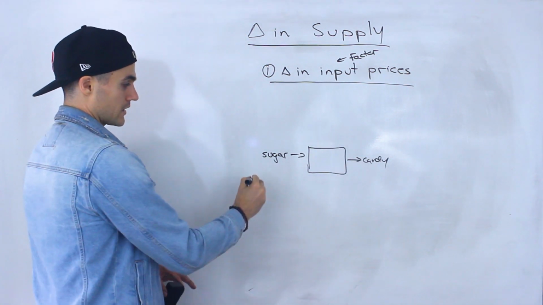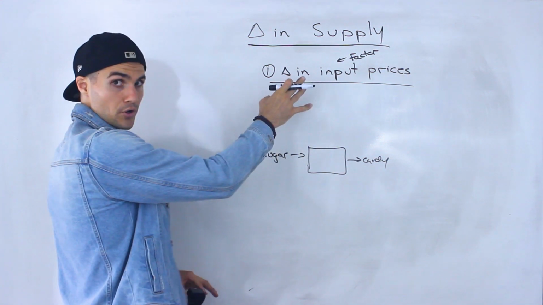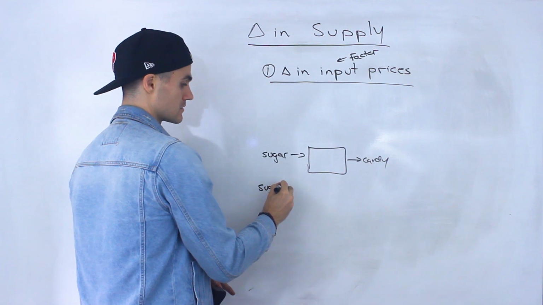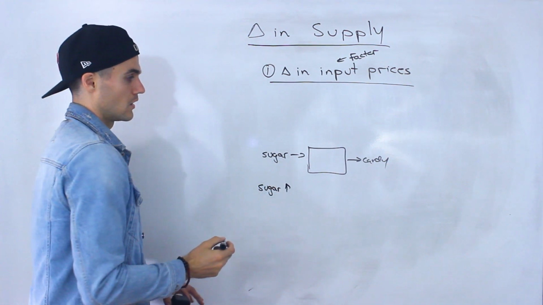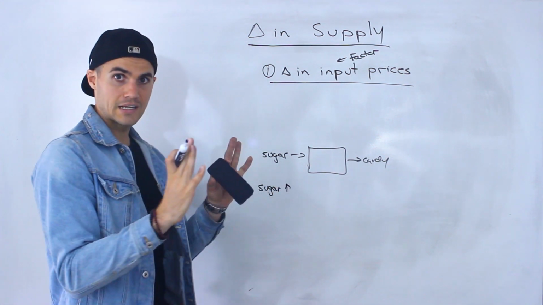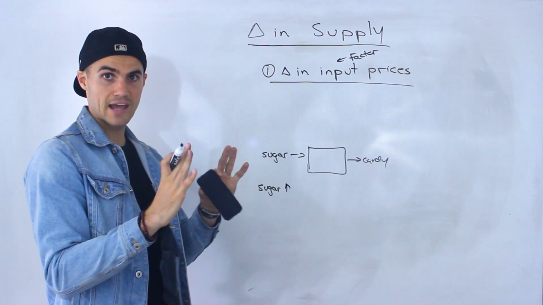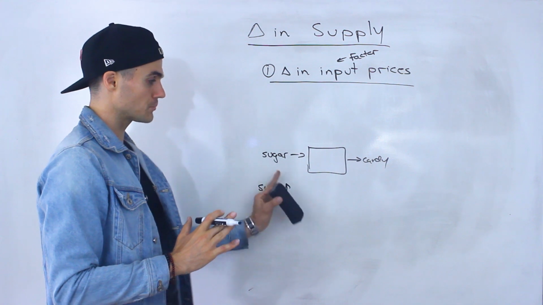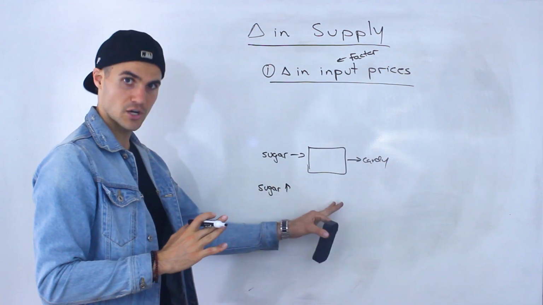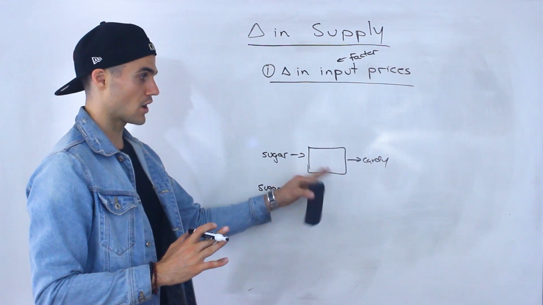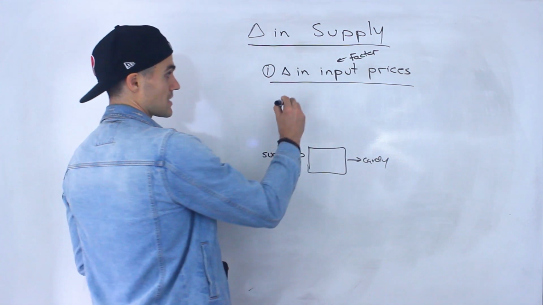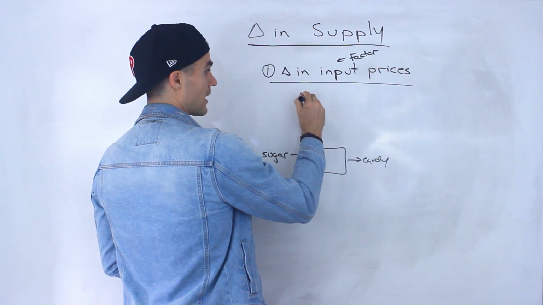Well, sugar is an input or a factor for your product. So what's going to happen if that sugar price goes up? Well, maintaining the same budget, keeping all other variables static, if the sugar price goes up, notice that your production costs are going to go up, so you're not going to be able to produce as much candy.